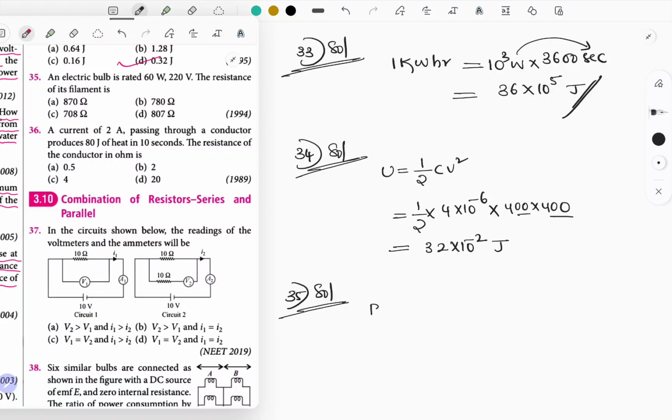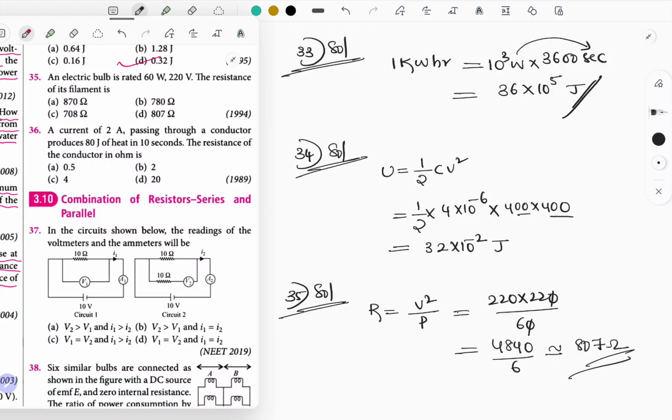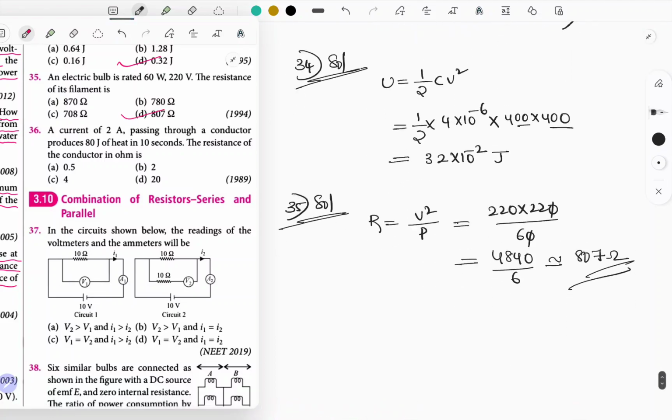So our resistance R is equal to V squared by P, where V is 220 into 220 divided by P. P is 60. So the zeros will get cancelled. 22 into 22 is 484. 4840 divided by 6, which is approximately 807 ohms is the correct answer. So which option matches here? Option D is the correct answer.